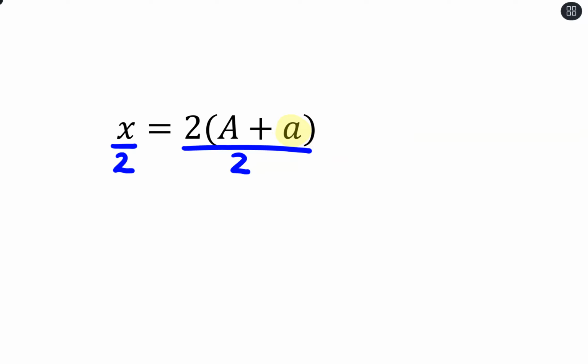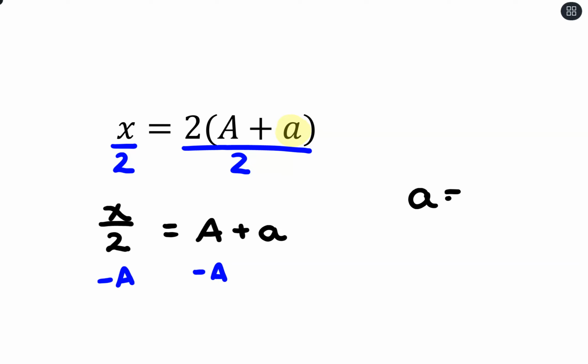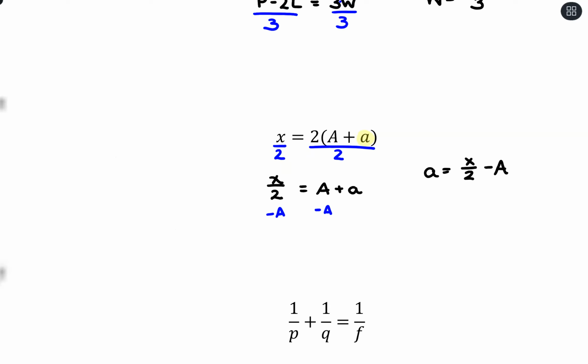So that would leave me with x over 2 is equal to capital A plus little a. And then what we could do is subtract capital A from both sides. So we would have little a equals x divided by 2 minus capital A.